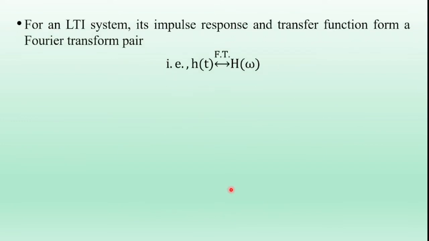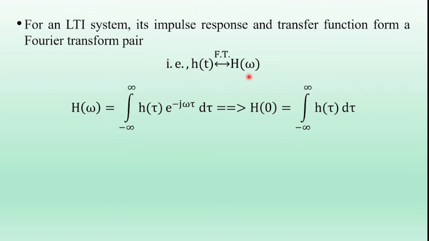We know that for a linear time invariant system, its impulse response and transfer function form a Fourier transform pair. So that is, the Fourier transform of h(t) is equal to H(ω). The definition of the Fourier transform of the impulse response is H(ω) equal to the integral from minus infinity to infinity of h(τ) e^(−jωτ) dτ.